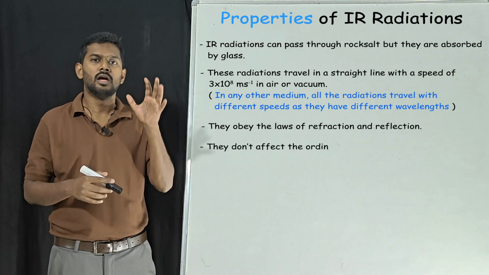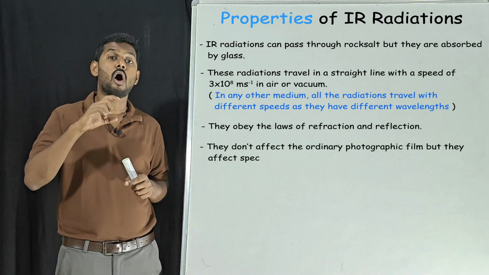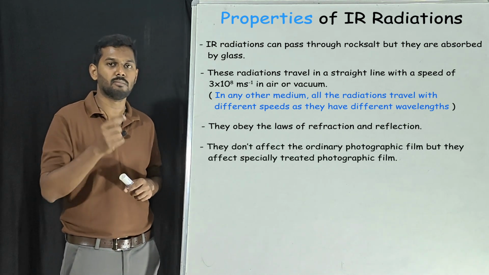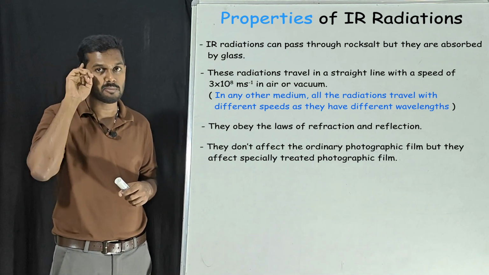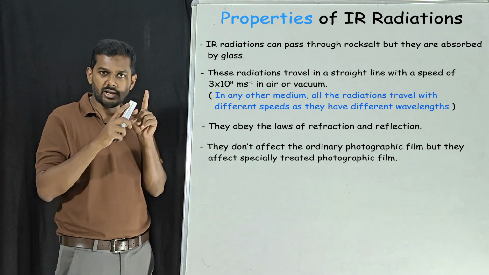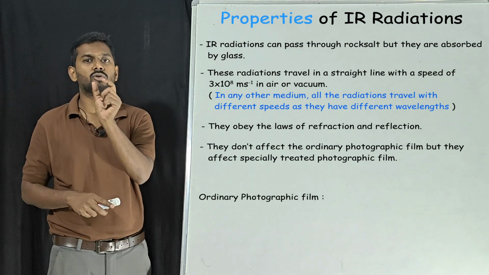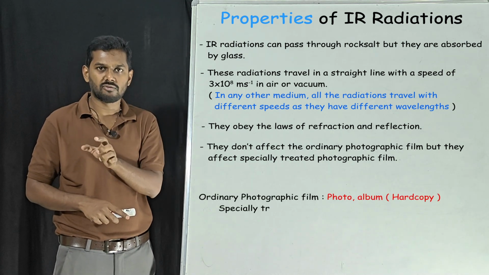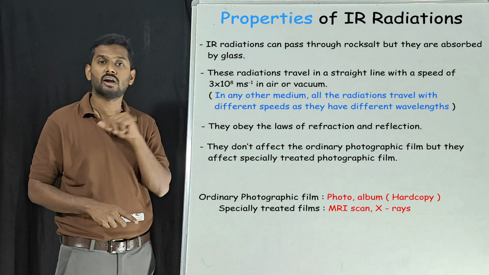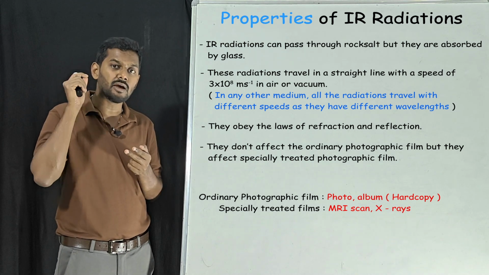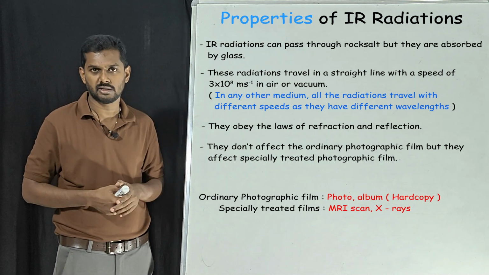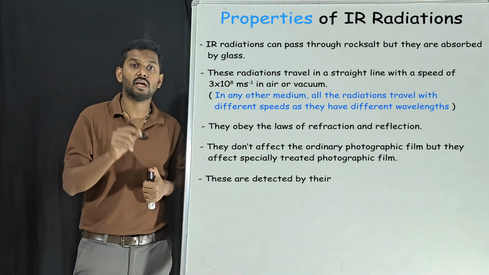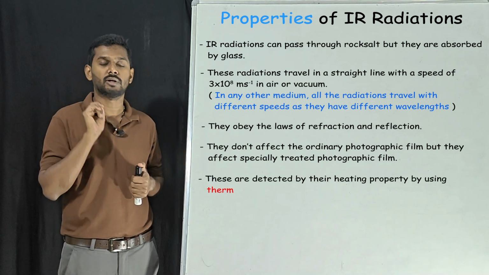IR radiation usually does not affect the ordinary photographic film, but they will affect specially treated photographic films. Keep this in mind. Whenever they are talking about ordinary photographic film, IR radiations will not affect them. Specially treated photographic film will get affected by IR radiations. Keep this in mind.